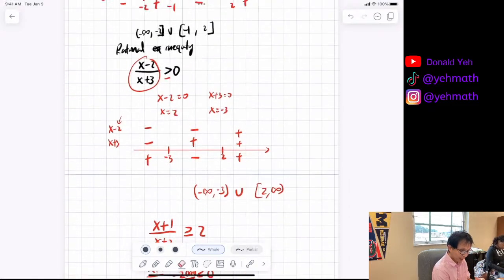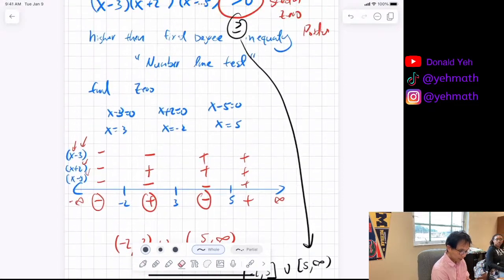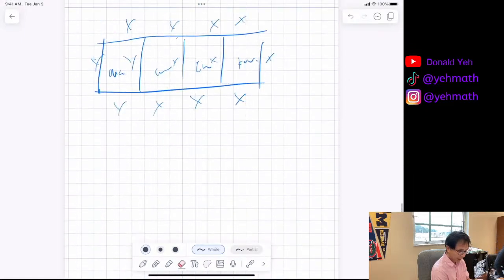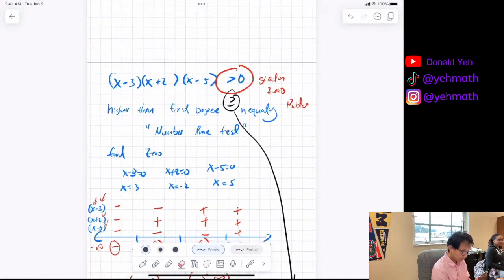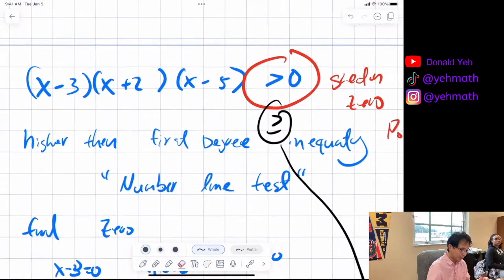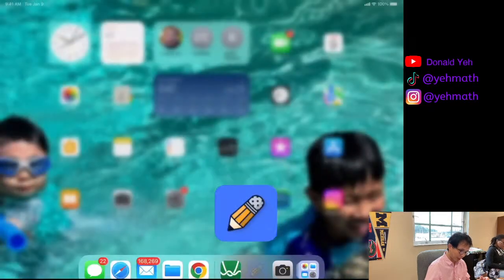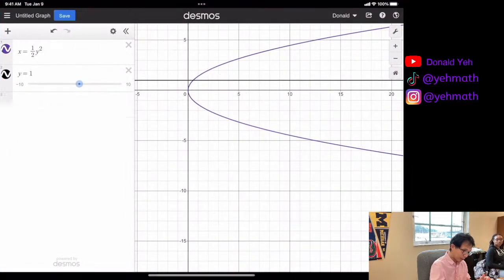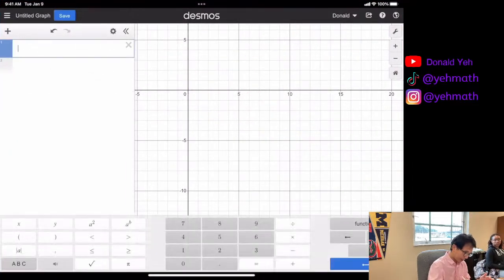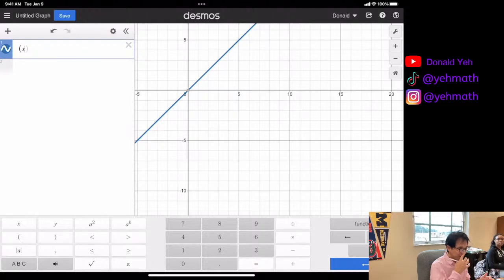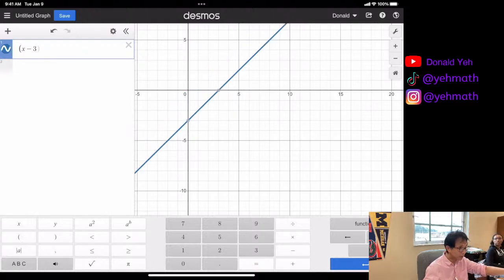Now, how do I check my answer if I don't have a computer? I don't think Mathway checks inequalities like that, but you can check by looking at the graph. Look at this: x minus 3, x plus 2, and x minus 5. So x, what was the first one? Minus 3, right? What was the first one?